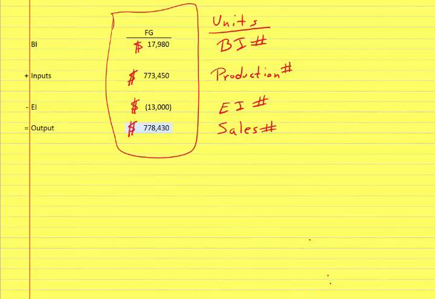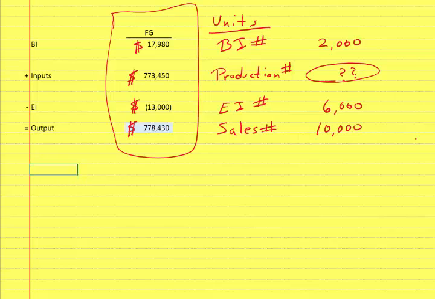Now let me give you a little information. Let's suppose sales are 10,000 units. And let's suppose ending inventory is 6,000 units. And beginning inventory is 2,000 units. Why don't you pause the video and see if you can't solve for that missing number, production. Compute production.